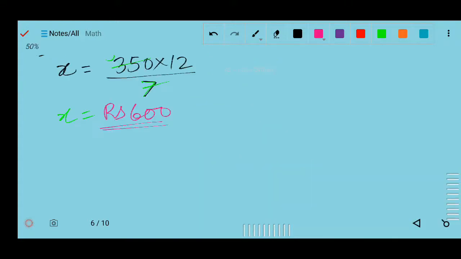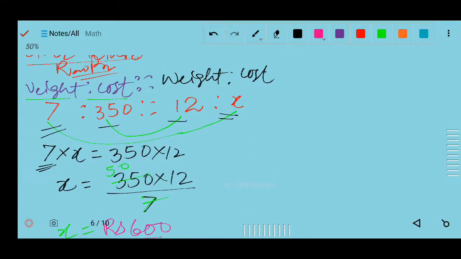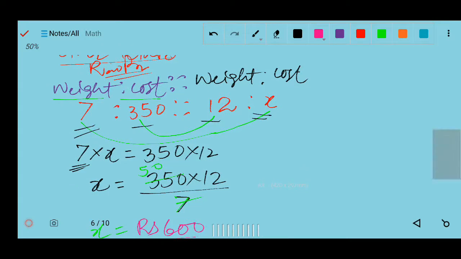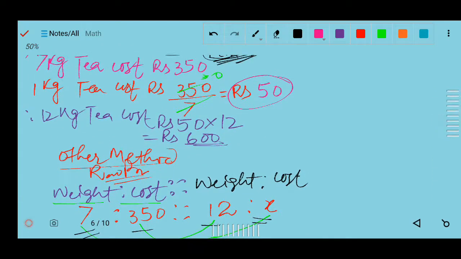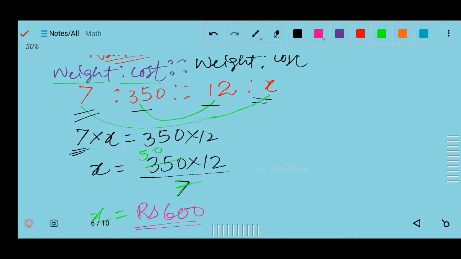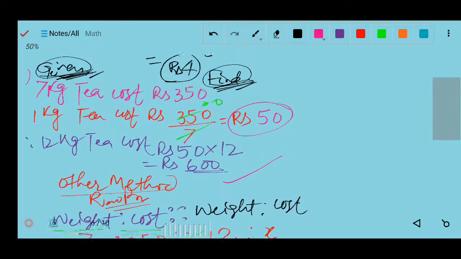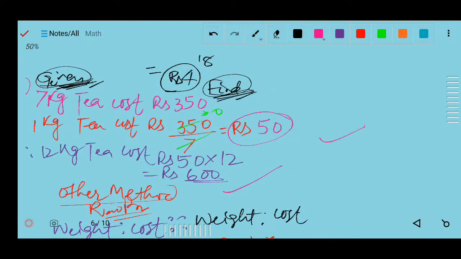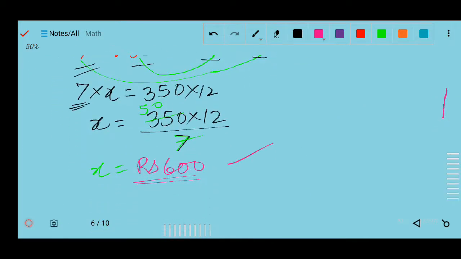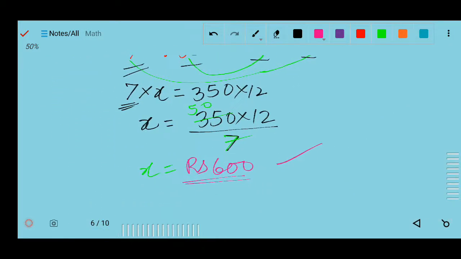So you can see whenever we solve by both methods, we are getting the same answer, 600 here also, and in this method also we are getting 600. Okay, so you can solve by any method. This is your unitary method, and this is by your proportion method. Okay, now the next question we will solve, which is number 3.